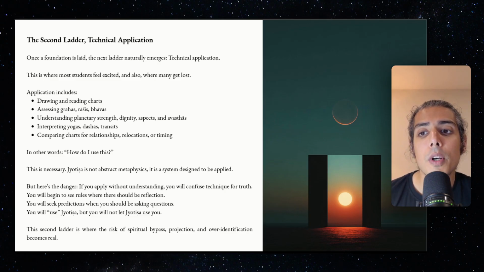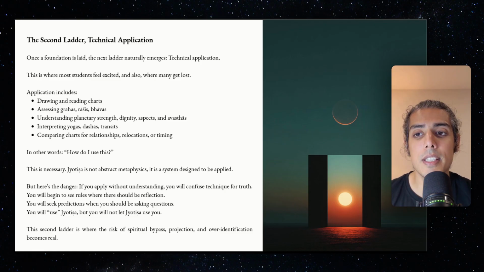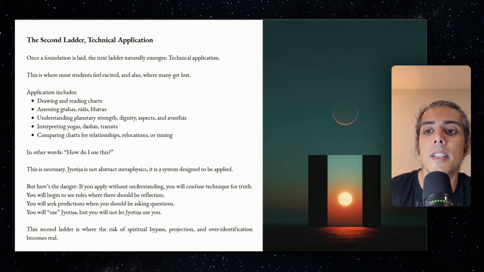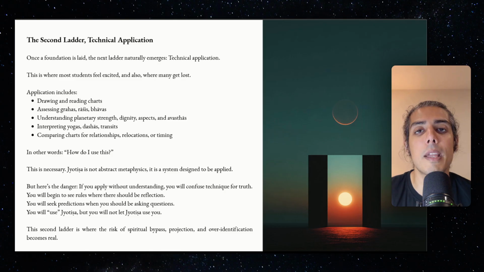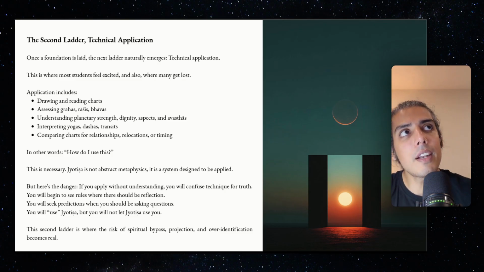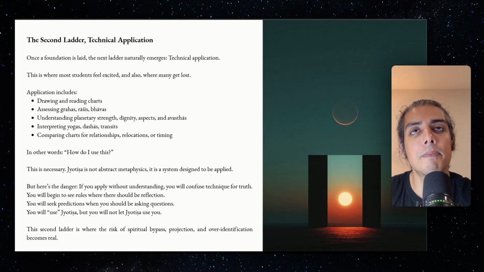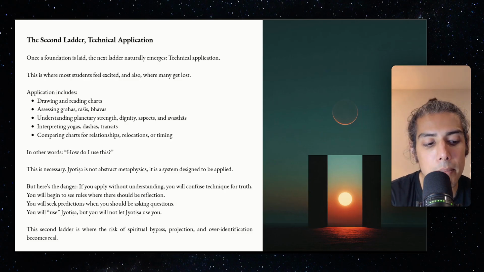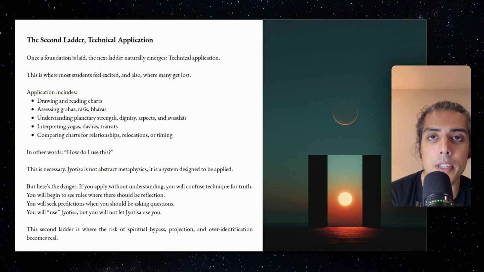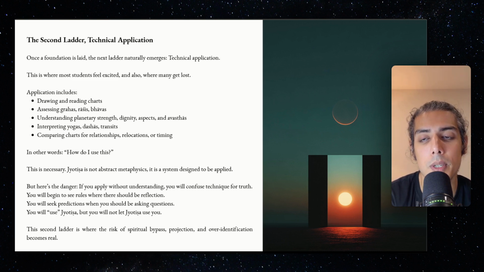So, application includes drawing the chart, reading charts, assessing grahas, rashis, bhavas, understanding graha strength, dignity, aspects, avasthas, interpreting yogas, dashas, transits, and comparing charts for relationship, relocation, timing. These are all advanced stuff. So every ladder will have its own beginner and advanced levels. Even theory is not just a beginner part. Theory itself will have beginner theory, intermediate theory, and advanced theory, with really philosophical ideas where you start doing more research-based work.